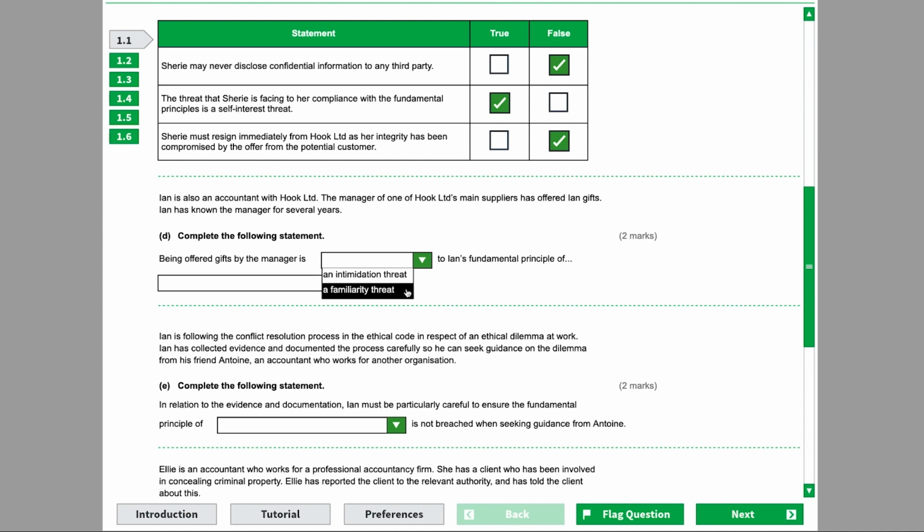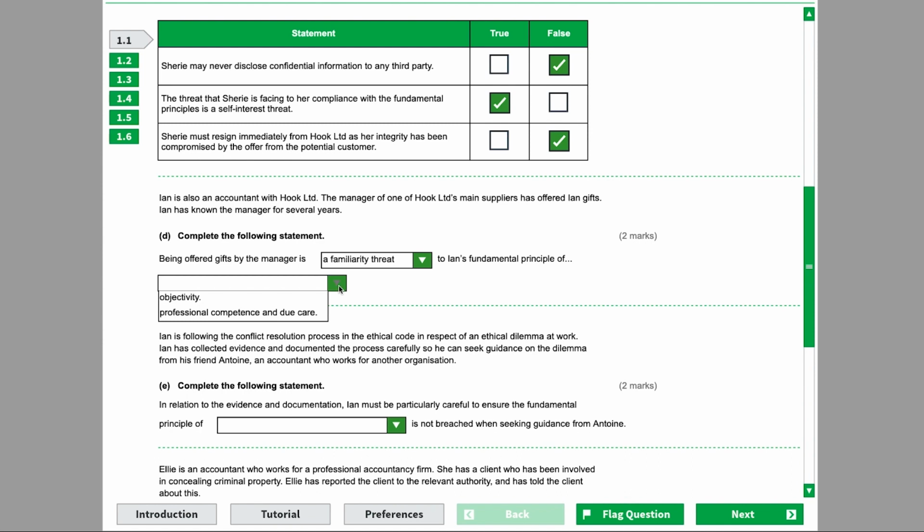Now, in this scenario, the way that I would take this is, because it states that Ian has known the manager for several years, it would be a familiarity threat. There's nothing within this question where it states any sort of intimidation or threat, in which case I would, out of the two, pick the familiarity threat. To Ian's fundamental principle of, and then we've got to choose between objectivity and professional competence and due care.